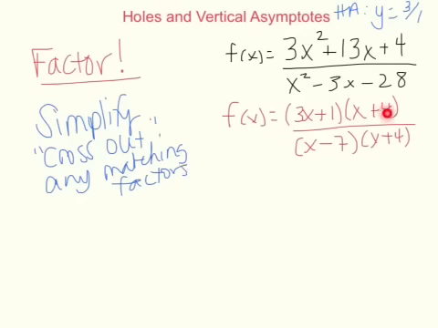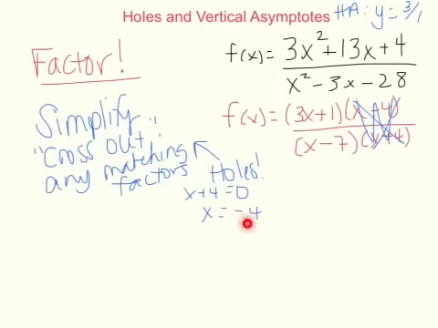So in this case, I have an x plus 4 and an x plus 4, one on the top, one on the bottom. They simplify to 1. Sometimes we call it crossing them out. So whatever you just crossed out, those are your holes. So holes are whatever you just crossed out. So I crossed out a pair of x plus 4s, so I'm going to take x plus 4, set it equal to 0, and I have that my hole on my graph is at x equals -4.